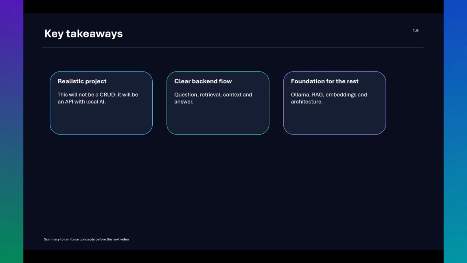Third, this chapter gives us the foundation for the rest of the module. In the next chapters, we will explain Ollama, RAG, embeddings, and how to organize the solution using DDD and Clean Architecture. The goal is to understand both the AI part and the software architecture part.